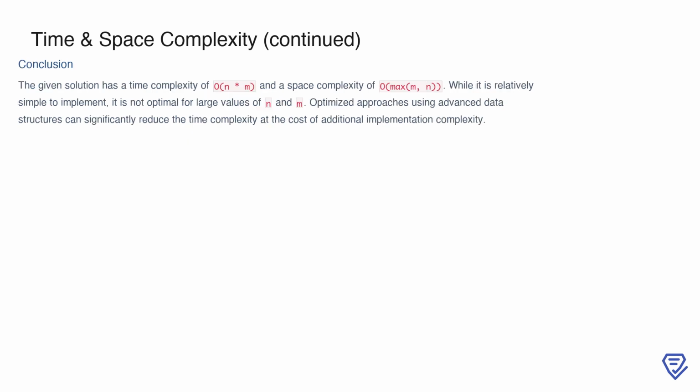In conclusion, the current solution achieves a time complexity of O(n*m) and a space complexity of O(max(m, n)). While straightforward to implement, the solution becomes inefficient for large values of n and m, where the cost of operations on the permutation array grows significantly. To handle larger inputs more effectively, optimized approaches using data structures like Fenwick trees or segment trees can reduce the time complexity, though they come with increased implementation complexity. This trade-off between simplicity and performance highlights the importance of considering problem constraints and requirements when choosing an approach.